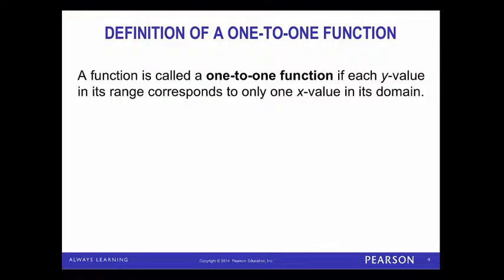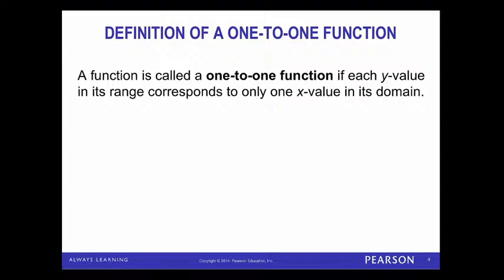So first we have the definition of a one-to-one function. A function is called a one-to-one function if each y value in the range corresponds to only one x value in the domain. So in other words, every y corresponds to exactly one x. You don't have one y corresponding to two different x's.